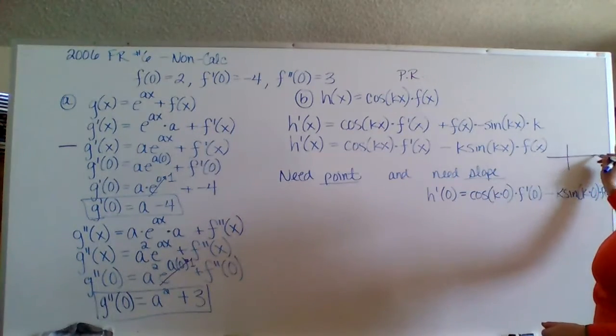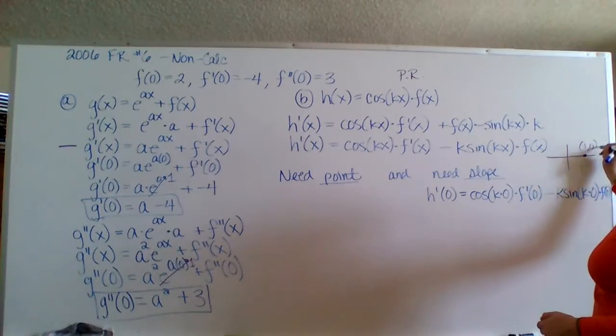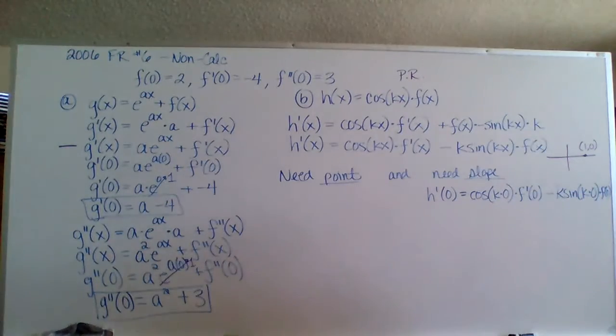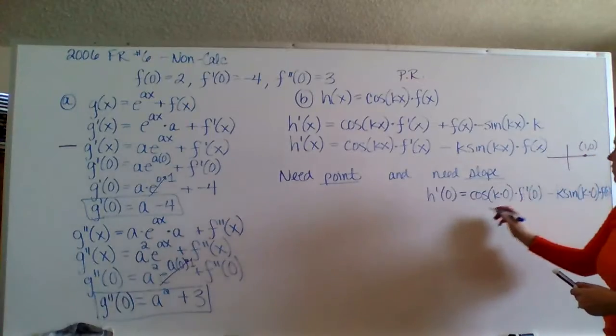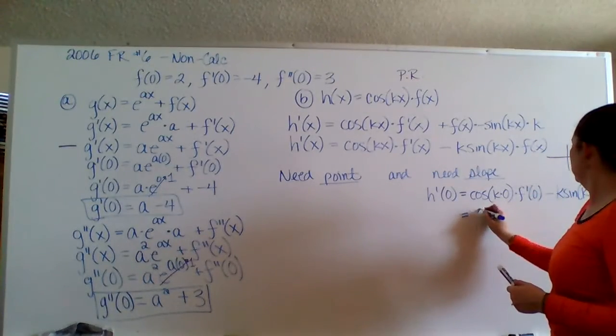Oh, we said exact values. We're on the unit circle at 0 radians. 0 radians, 0 degrees would be the ordered pair (1, 0). Cosine is the x value. So wouldn't this turn into 1?